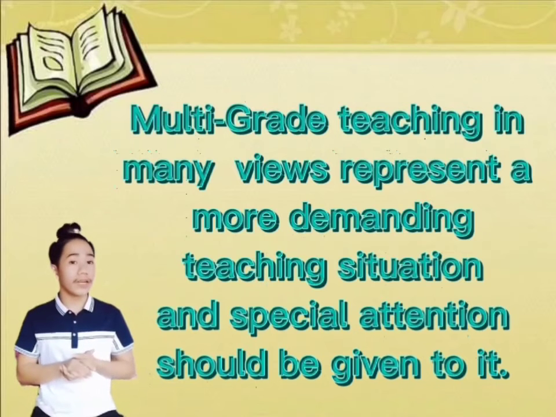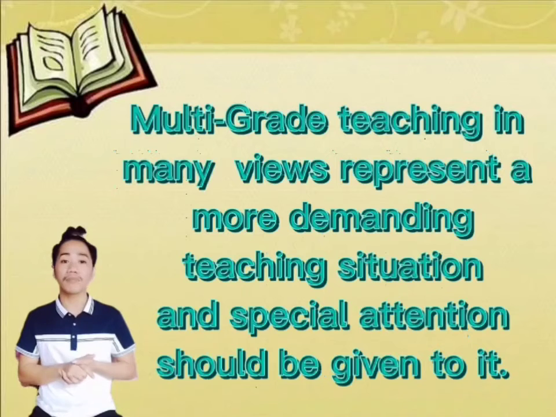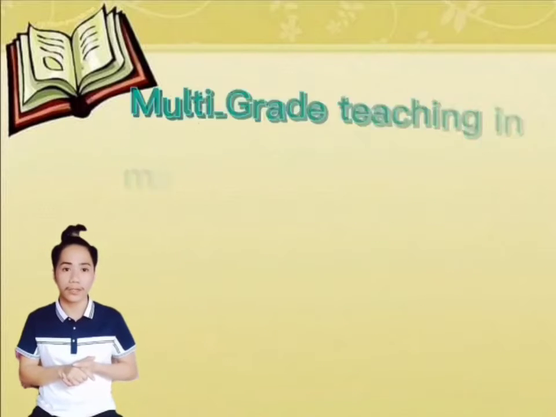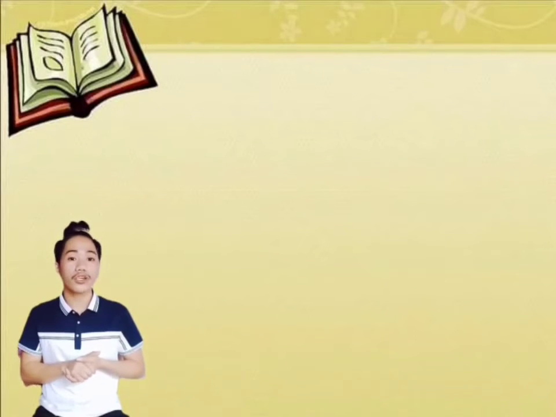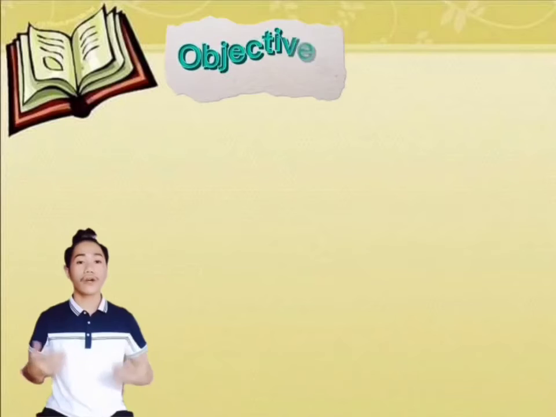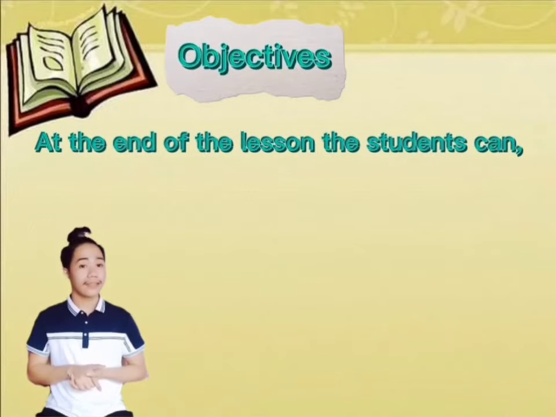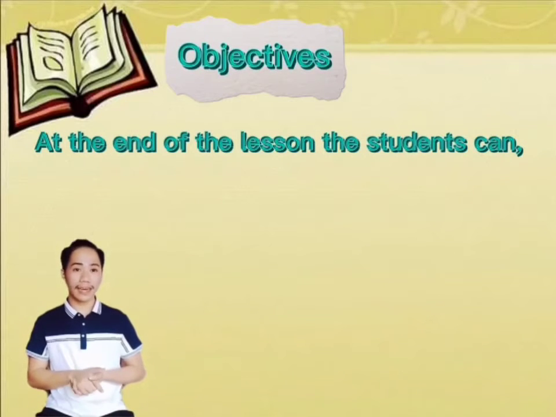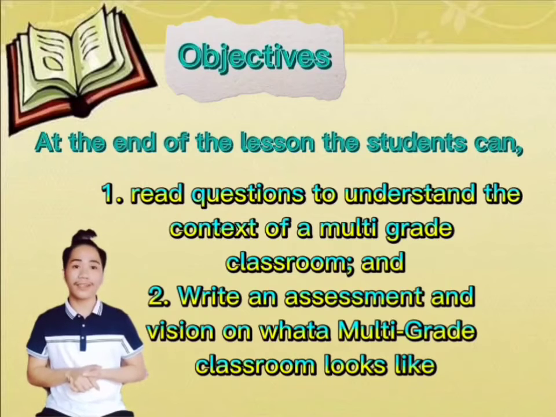Multi-grade teaching, in many views, represents a more demanding teaching situation and special attention should be given to it. That is why the teacher should know more about the context of a multi-grade classroom and create a vision for it. Our objectives are, at the end of the lesson, the student can read questions to understand the context of a multi-grade classroom and write an assessment and vision on what a multi-grade classroom looks like.